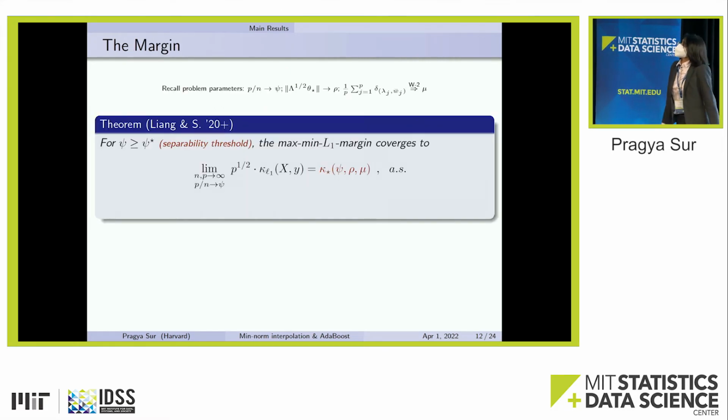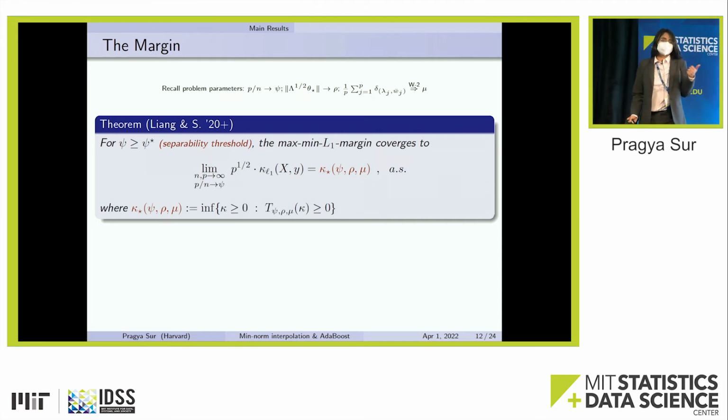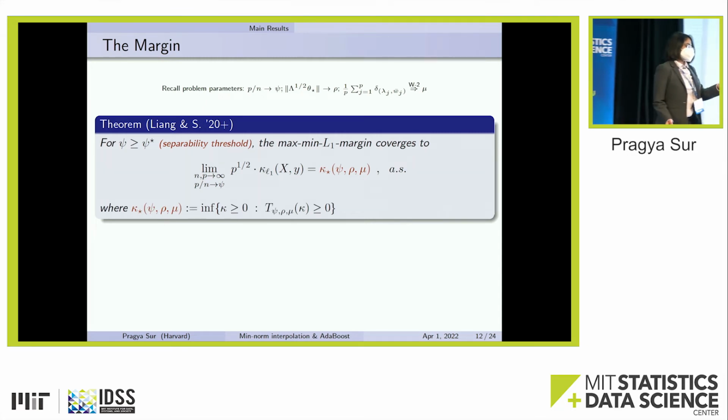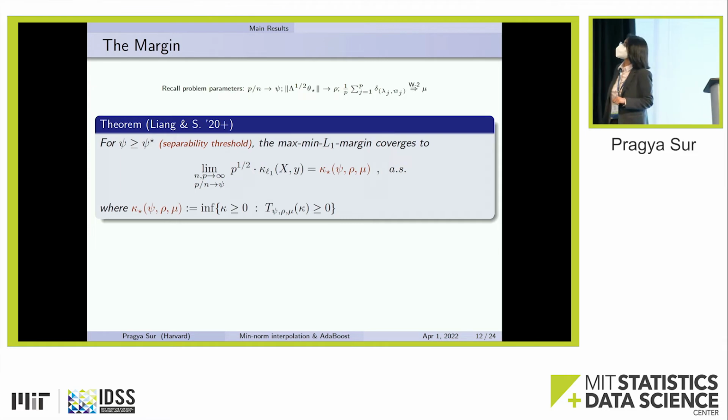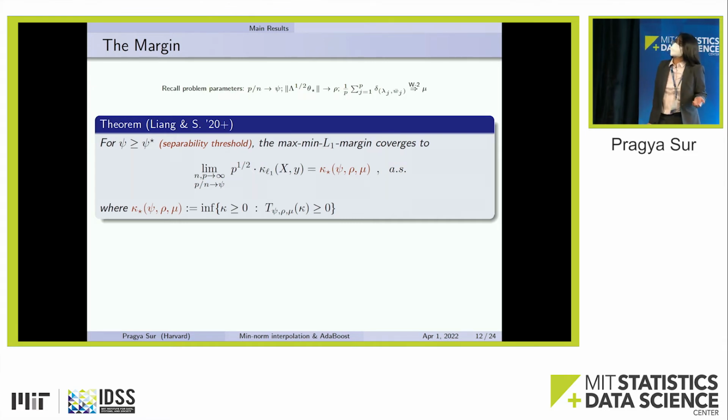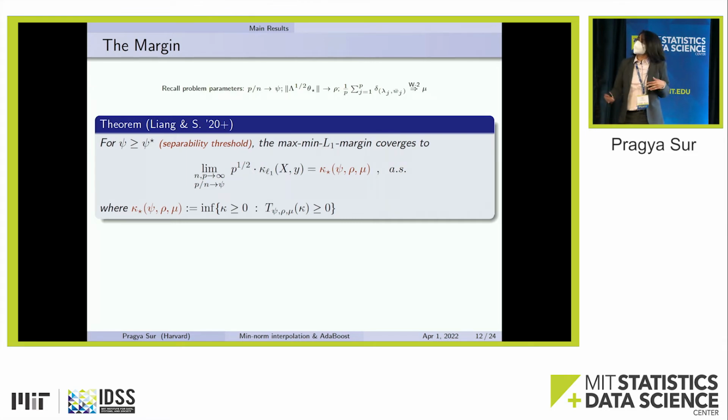OK, so what are the main contributions? The first contribution takes a form of this sort: what happens to the maximum L1 margin. And the key thing is we characterize what happens in the limit.